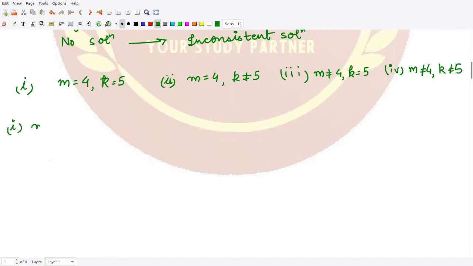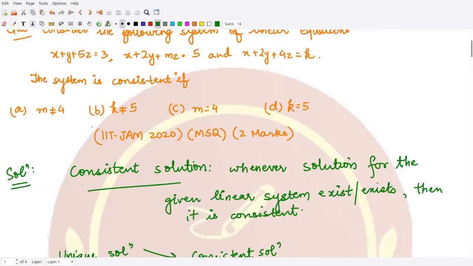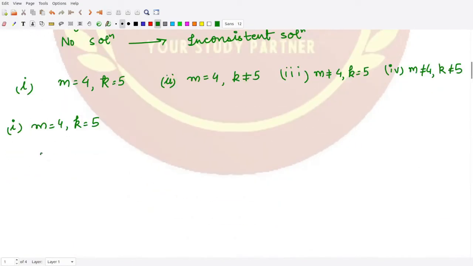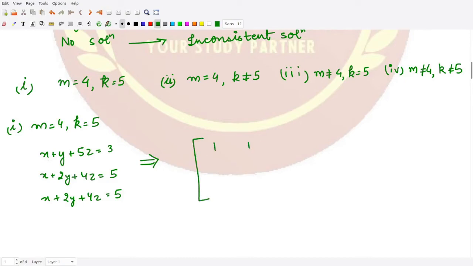If you take the first one, that means m is equal to 4 and k is equal to 5, what does your system now become? You have the first equation as x plus y plus 5z is equal to 3, the second equation becomes x plus 2y plus 4z is equal to 5, and the third equation becomes x plus 2y plus 4z is equal to 5. In place of m we have substituted 4, in place of k we have substituted 5. So we could write this system in terms of matrices like this: 1 1 5 colon 3. The right hand side is written after the colon, right? So you have 1 2 4 colon 5, and then you have 1 2 4 colon 5. So this system you have with you, right?